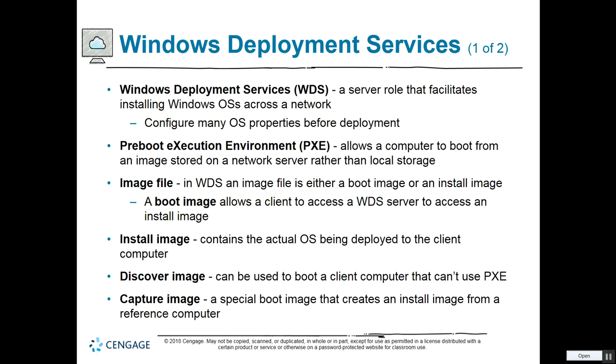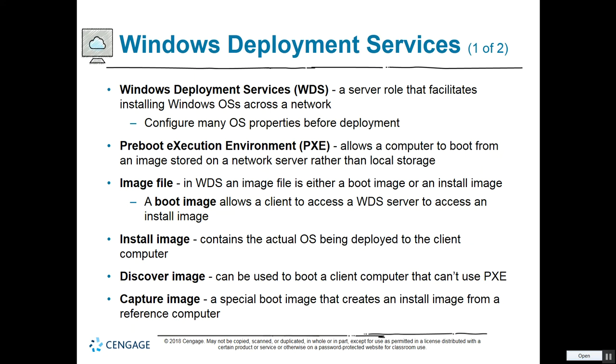So, Windows Deployment Services, WDS, that's a server role that facilitates installing Windows OSs across the network. Now, Windows OSs, it's not just server. It could be that I'm going to push Win 10 out to client machines. Now, you need to configure these operating system properties before they're deployed. We have to run PXE on those client machines.